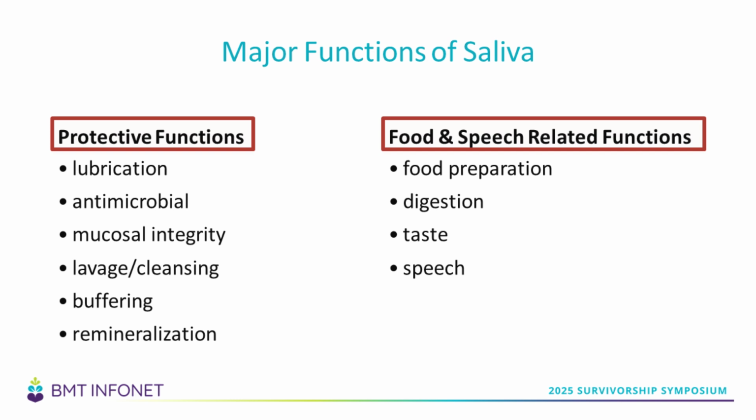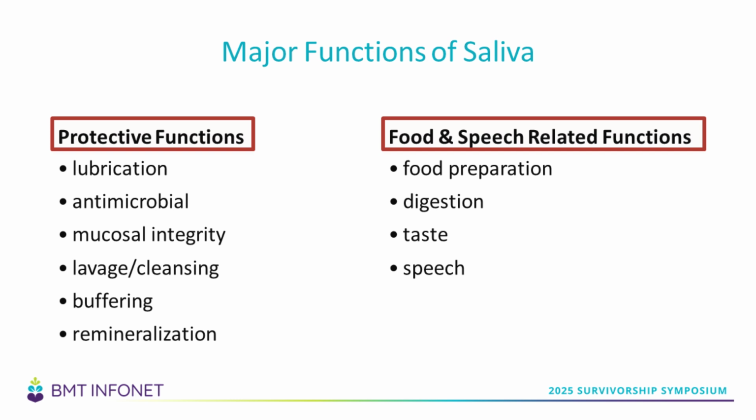You'd never realize how important saliva is until you don't have enough of it. It has all sorts of really great functions, many protective functions, and then food and speech related functions. So these protective functions are things like lubrication. Having enough saliva also keeps the balance of the various bacteria and microbes that live in our mouth. It keeps them kind of balanced out. It helps to keep the lining of our mouth intact. And so when your mouth is drier, it is more easily traumatized because you're lacking that lubrication.